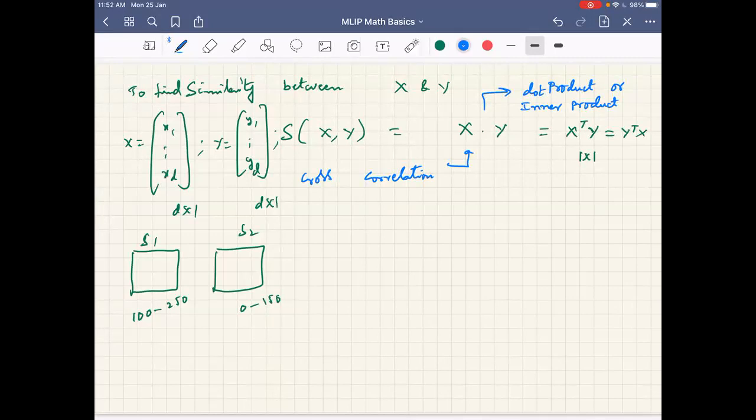If I use the same correlation with the same sample again, then I write X transpose X. In that case, it is autocorrelation. So if I use X transpose X, then it's an autocorrelation, otherwise it is cross correlation. If I write S of X comma X, finding similarity between X and X, I will write X transpose X. Sometimes I may write capital T, sometimes small t. X transpose X is autocorrelation.